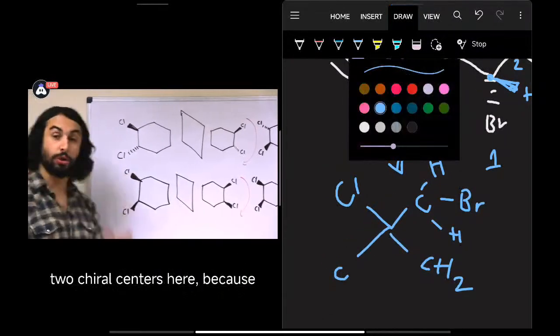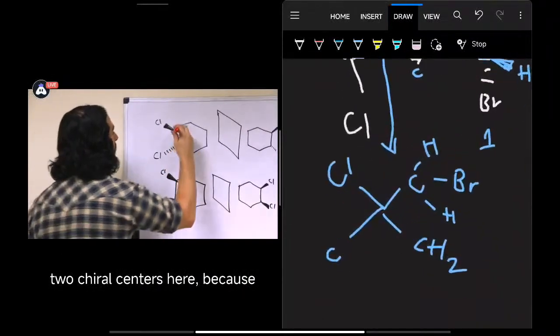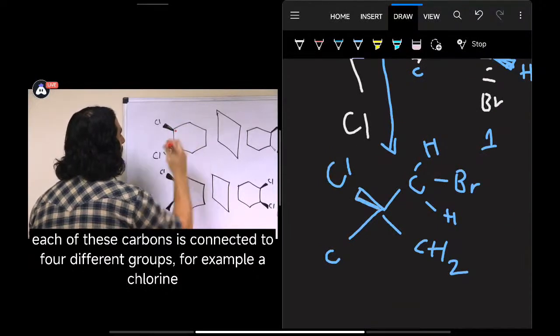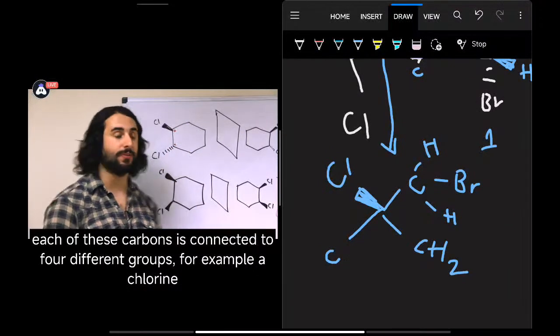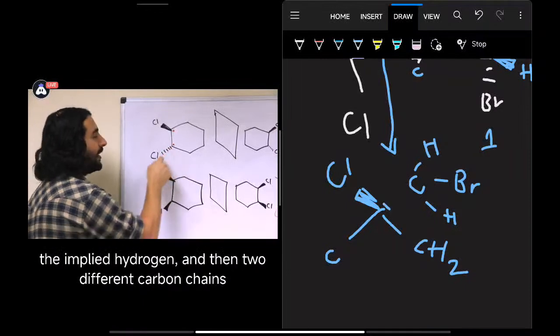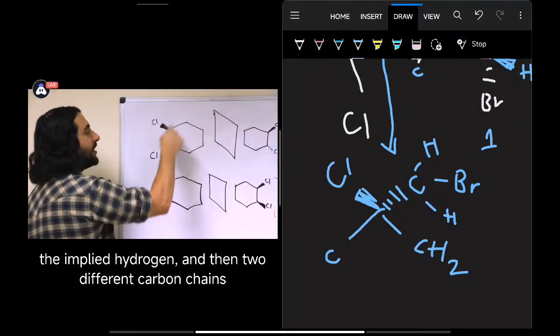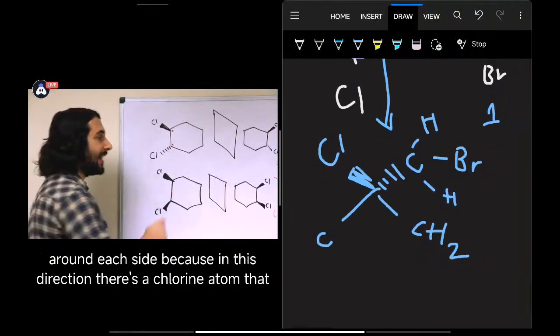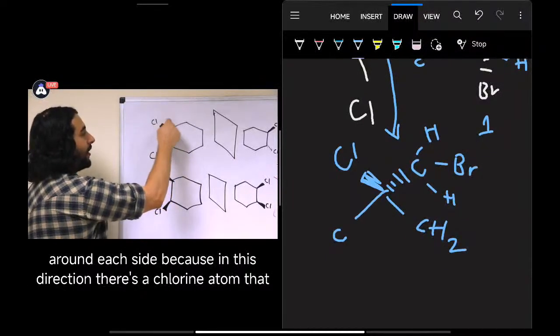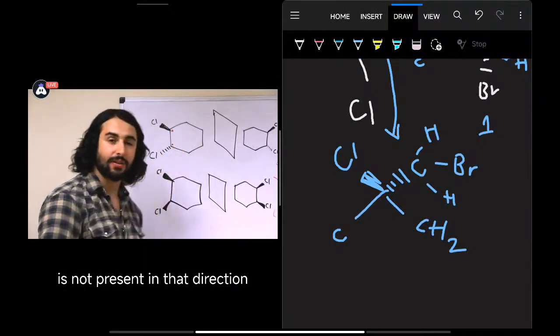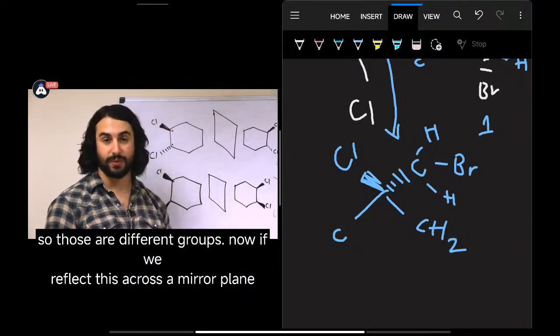We have two chiral centers here, right? Because each of these carbons is connected to four different groups. For example, a chlorine, the implied hydrogen, and then two different carbon chains around each side, because in this direction there's a chlorine atom that is not present in that direction, so those are different groups.